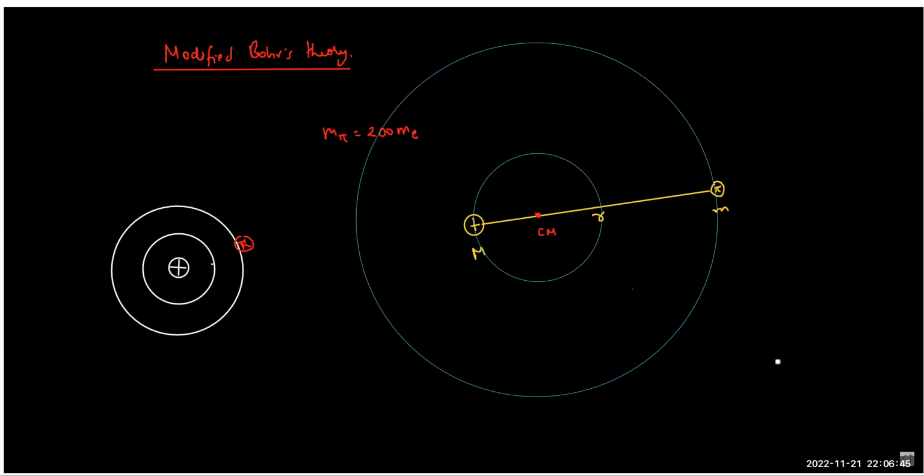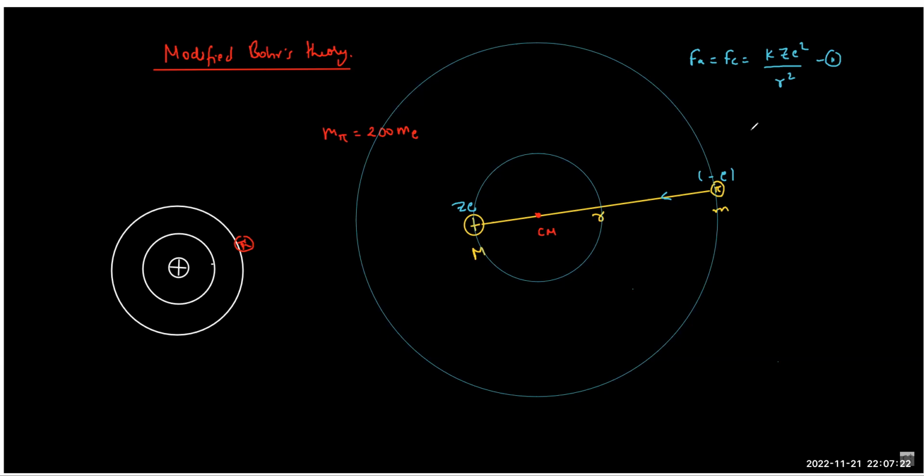So how to proceed with the question here? The Coulomb force will remain the same, right? The charge here is Ze, and the charge here we are assuming e only, minus e. So the force of attraction will not change, correct? The Coulombic force will be the same, K Ze squared by r squared. So there is no change in the Coulomb force, so that equation remains unchanged.